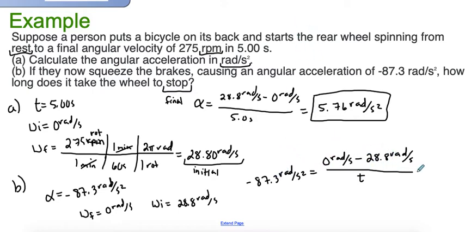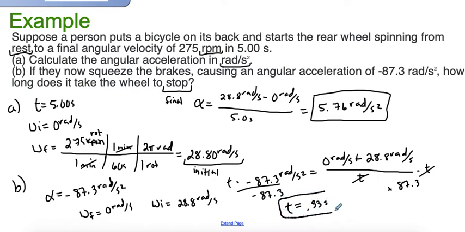So we would multiply both sides by t to get rid of the t. I'm just going to save some time here. And then we divide both sides by negative 87.3. And that would give us our final value for time. We'd have a negative over a negative, which equals a positive. And we get a value for time of 0.33 seconds.